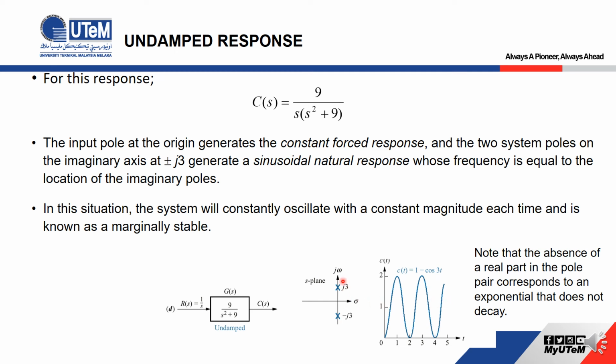So the location of the pole is on the j omega axis. This result shows that it constantly oscillates due to the absence of a real part in the pole pair, corresponding to an exponential that does not decay.